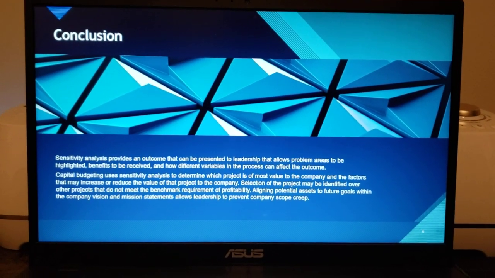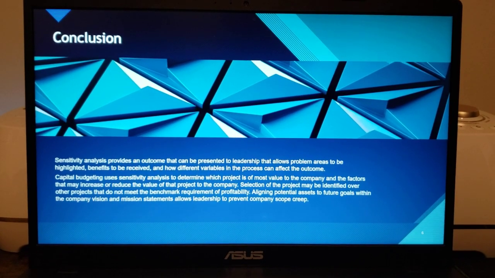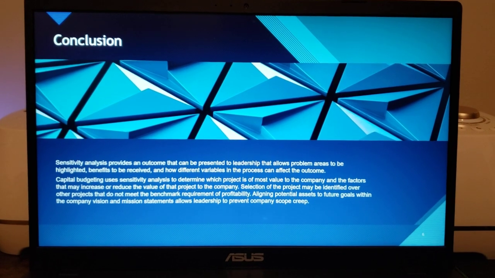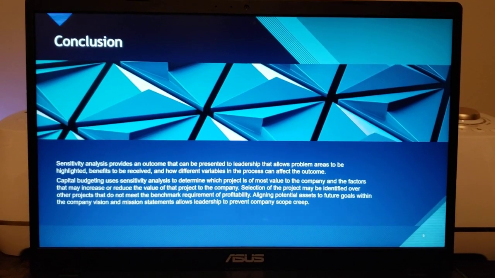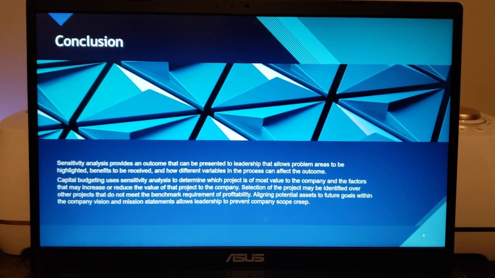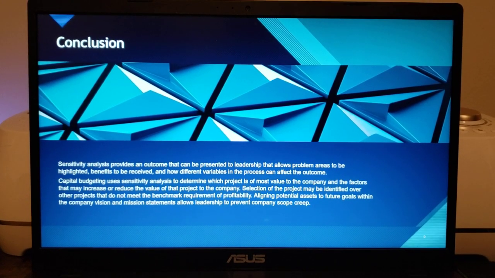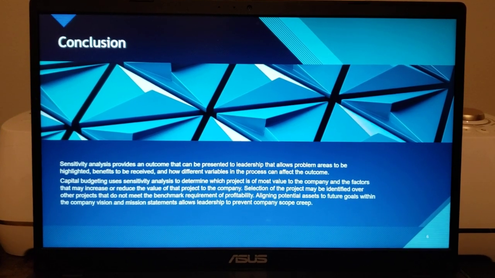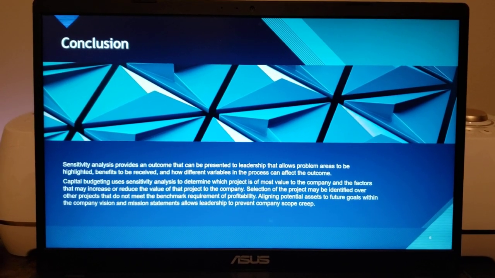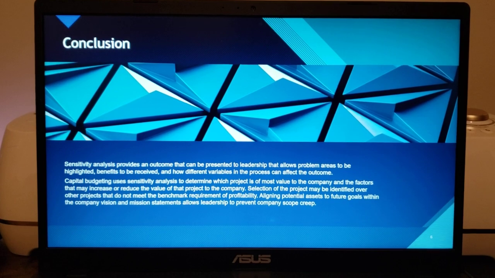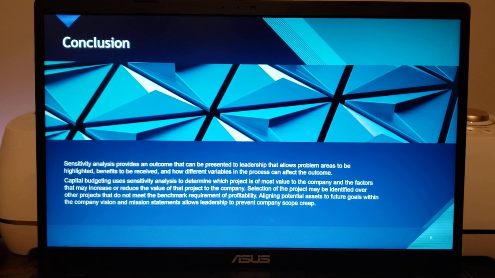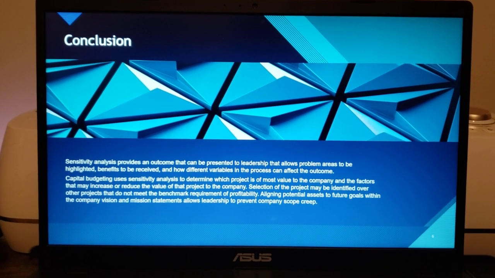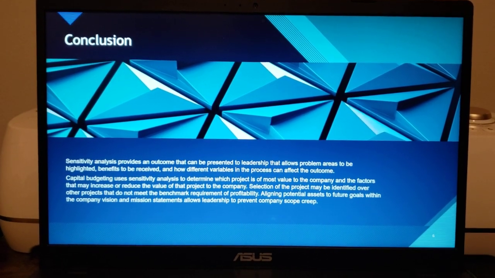In conclusion, sensitivity analysis provides an outcome that can be presented to leadership that allows problem areas to be highlighted, benefits to be received, and how different variables in the process can affect the outcome. Capital budgeting uses sensitivity analysis to determine which projects is of most value to the company and the factors that may increase or reduce the value of that project to the company. Selection of the project may be identified over other projects that do not meet the benchmark requirement of profitability. Aligning potential assets to future goals within the company vision and mission statement allows leadership to prevent company scope creep.